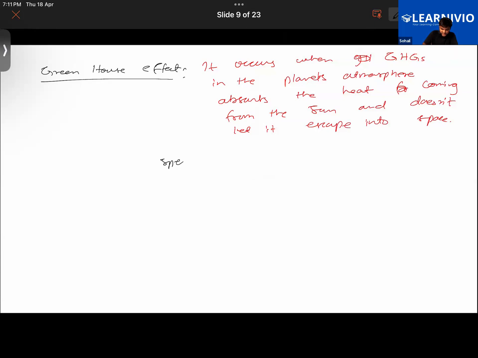You have a special case of Jupiter where the source of heat is internal, that is coming from within the planet. Quickly write this down, then we will be proceeding further.